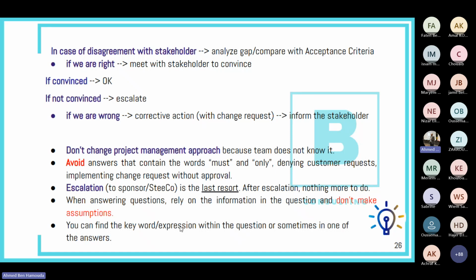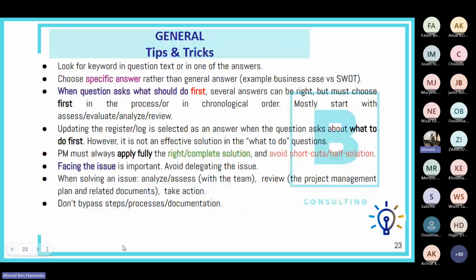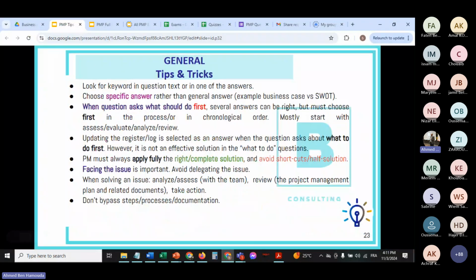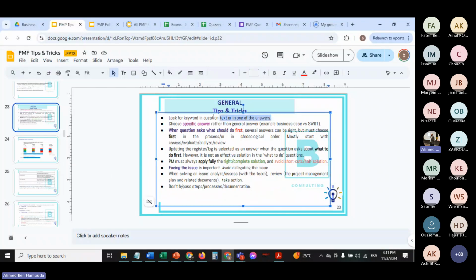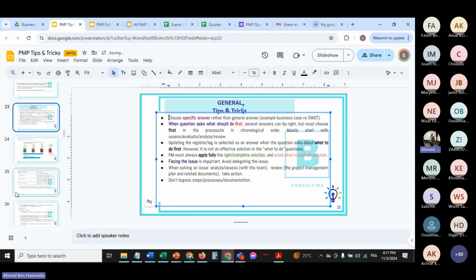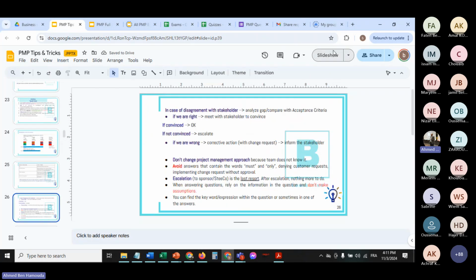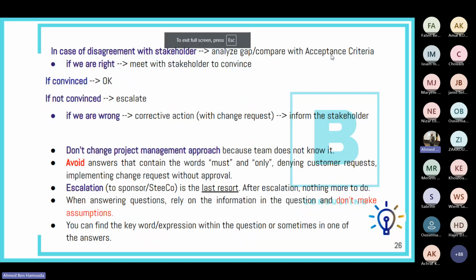All right. You can find the keyword or the key expression within the question, or sometimes in one of the answers. I think I've mentioned that. Where did I mention that? Yeah. Okay, you know what? I'm removing it from here because we have it here. So it's actually double mentioned. So you can find the keyword or the key expression within the question, or sometimes in one of the answers.